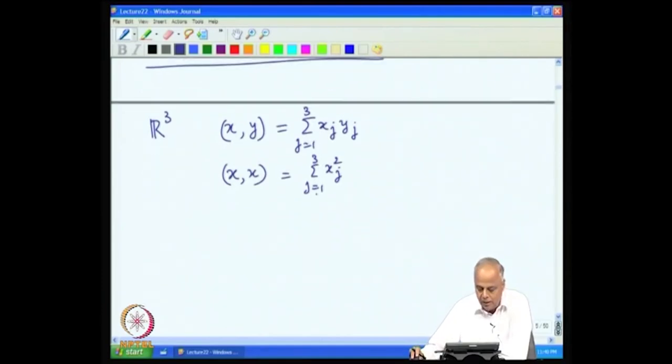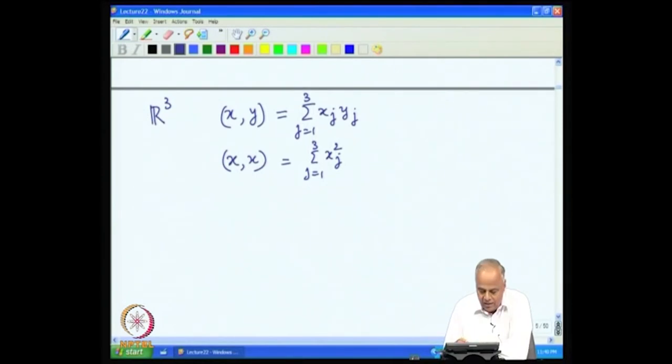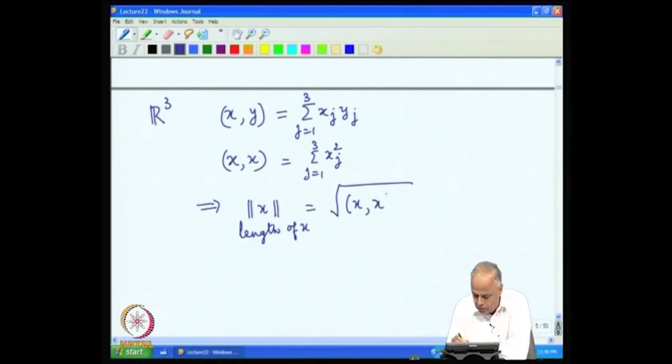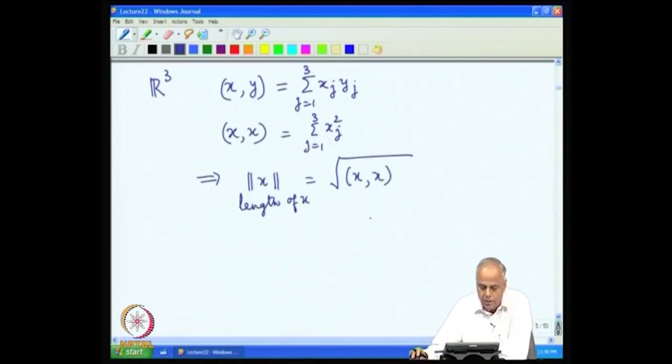So, the square of the Euclidean length, which we normally define as the length, that is the distance from the origin to the point (x_1, x_2, x_3). And therefore, we have that the length of x is the square root of (x, x). Now, this is generalized to define the length of a vector from the inner product through this definition. The moment we have the notion of the inner product, we can define the notion of the length through this definition, by the experience that we gain from looking at R^3.